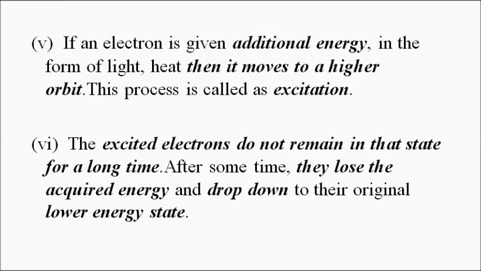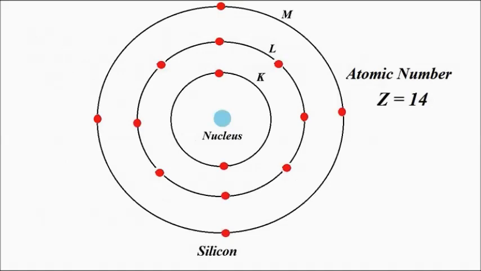If we consider this atomic structure, we are taking the example of a silicon atom with atomic number 14, so it has 14 electrons. We have the nucleus in the center and the electrons revolving around in specific orbits.